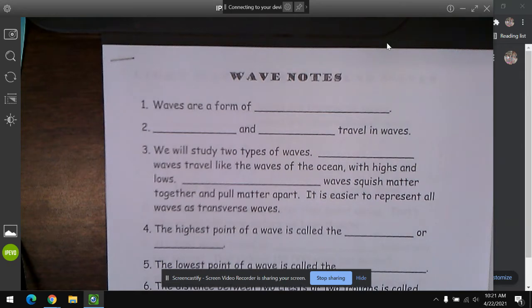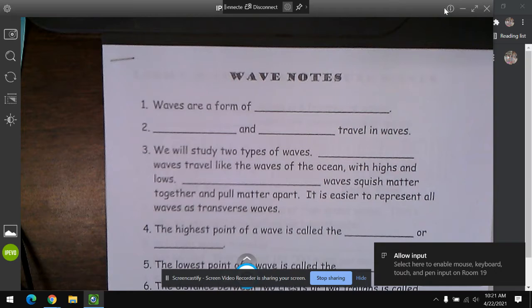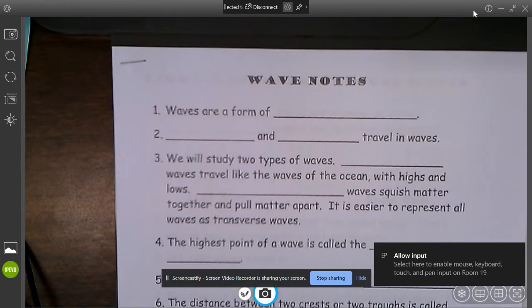And again, you need to keep up with these notes. For the people that are at home, you're going to see the notes on Cami. People here, you have it on paper.